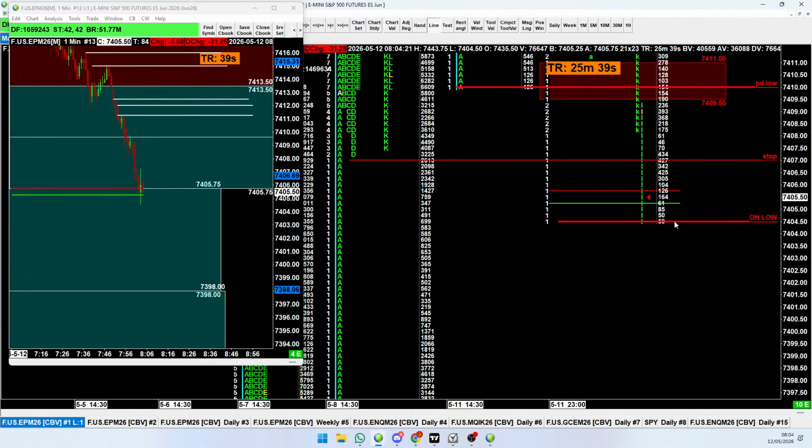A little bit of short covering coming in. Right. I left this stop marked because I want to see if there's a seller if we get back up here.